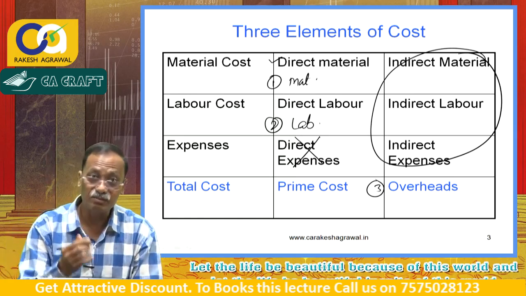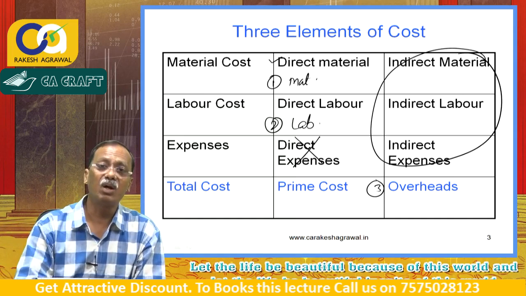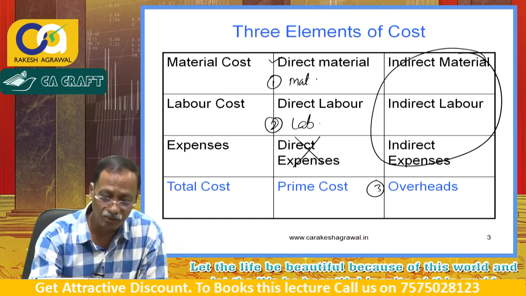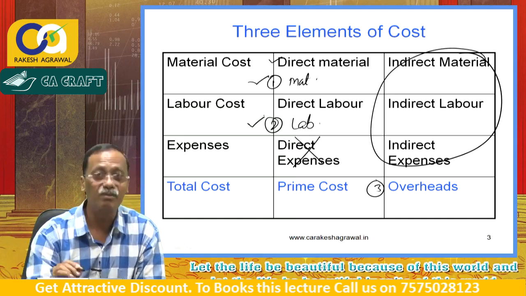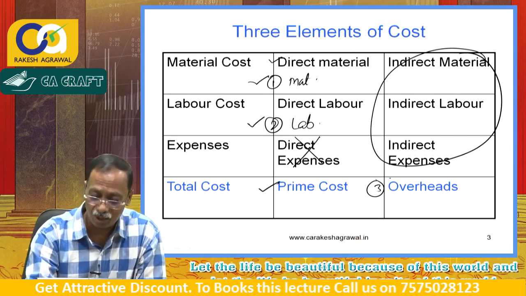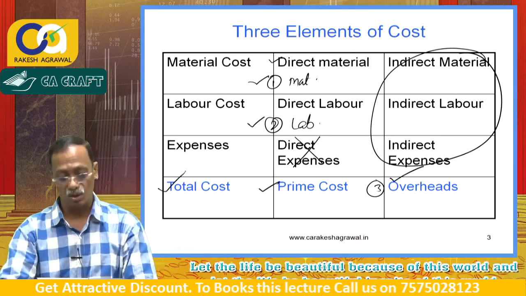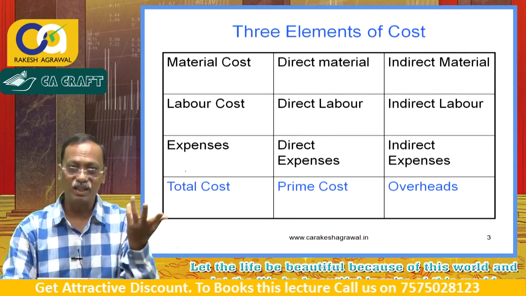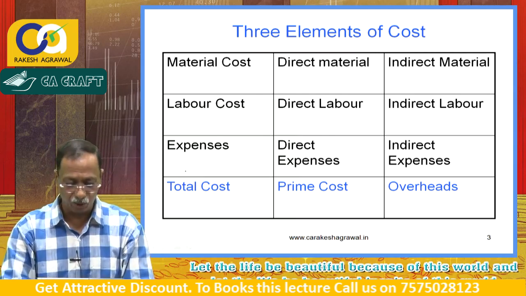When people utter the word labor, it is direct labor or direct employee cost. Direct expenses they have forgotten, and indirect cost together is called overheads, and that is why we used to have material plus labor, we used to say prime cost, and prime cost plus overheads we used to say total cost. So that is how practically the three elements of cost are material, labor and overheads.